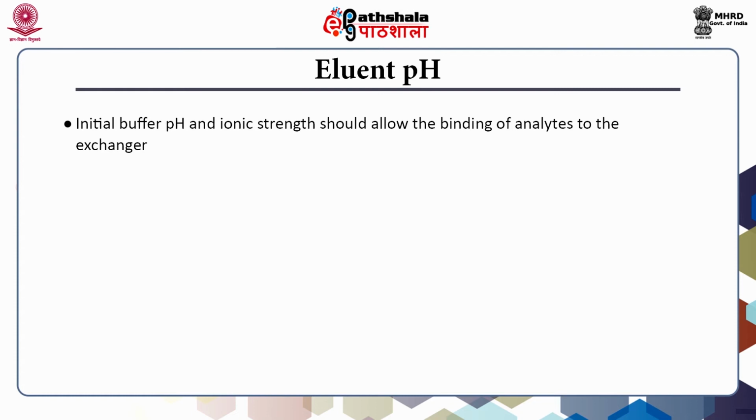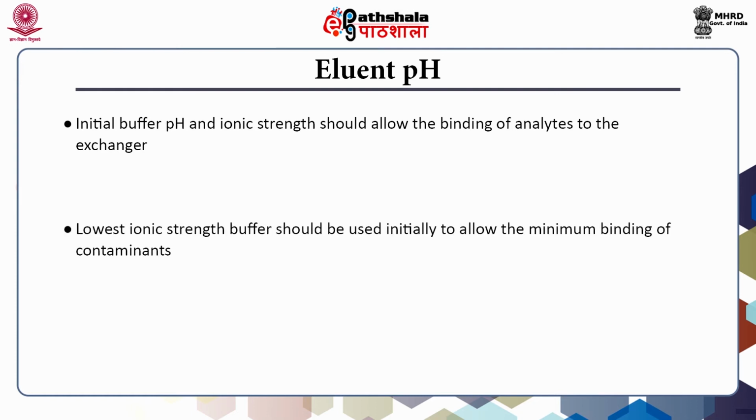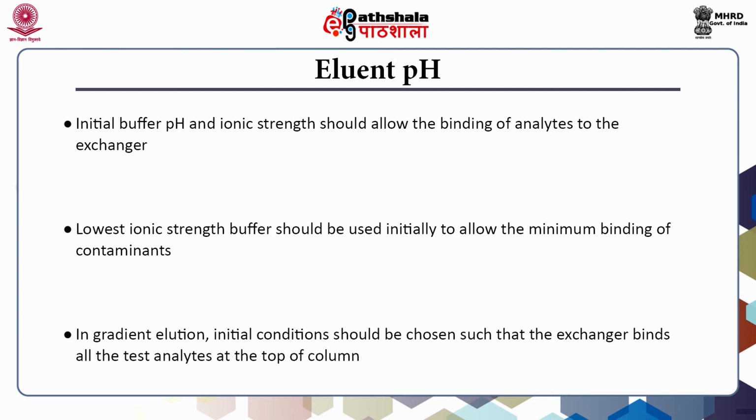There should not be low ionic strength or high ionic strength. There should be an optimum ionic strength. Especially the lowest ionic strength buffer should be used initially to allow the minimum binding of the contaminants. But in case of gradient elution, initial conditions should be chosen so that the exchanger binds all the test analytes at the top of the column. So, the buffer pH should be such that it will promote the binding of all the test analytes to the exchanger at the top of the column.